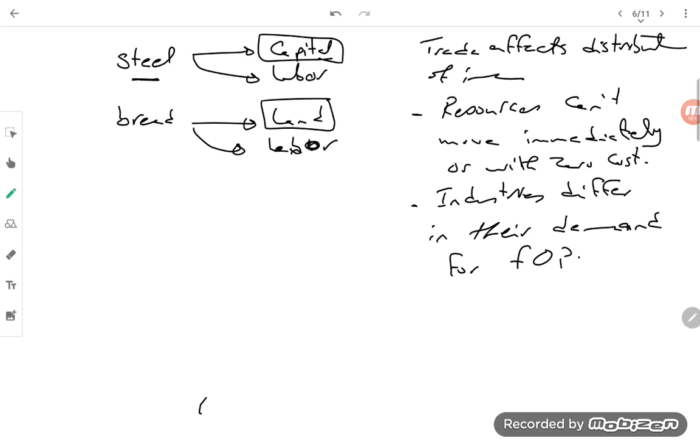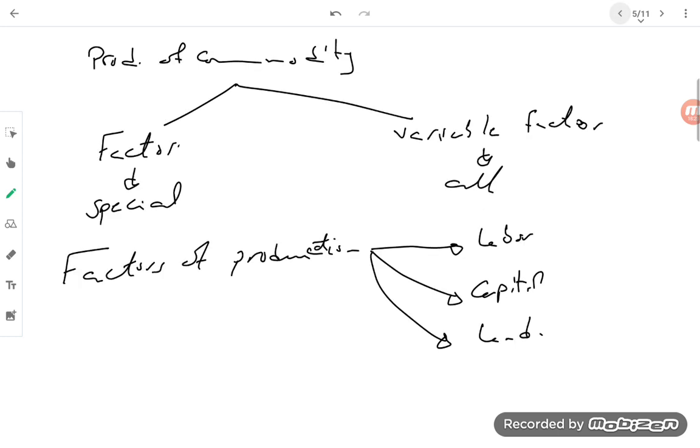There are three main assumptions for this model. Actually, we have mentioned them. Number one, that there are three factors of production: labor (L), capital (K), and land (T). So this is assumption number one.